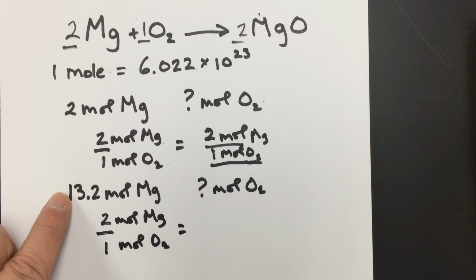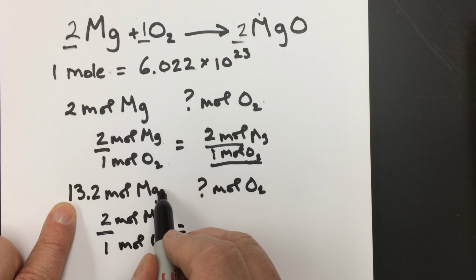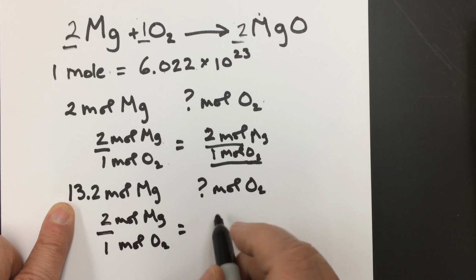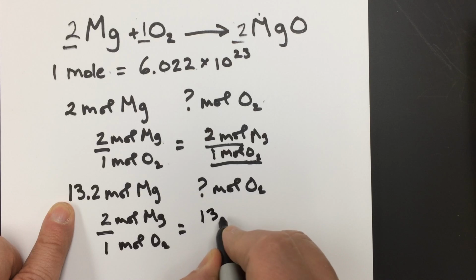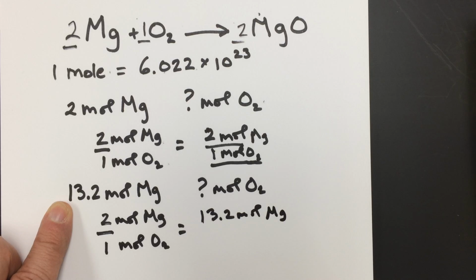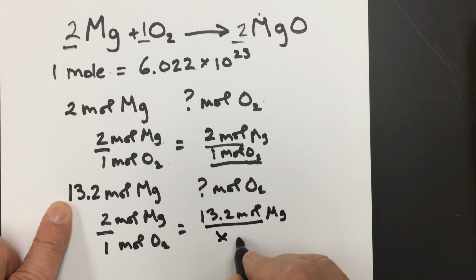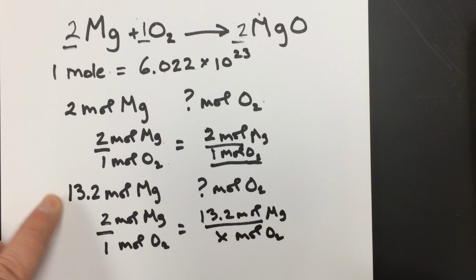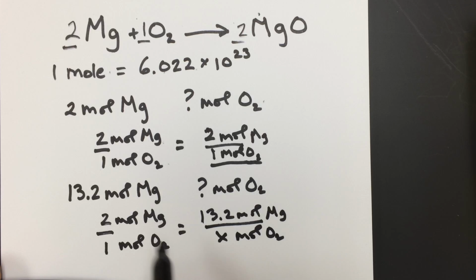That's equal to, so this is what our amount is. We were asked magnesium over oxygen, so this is also going to be magnesium over oxygen: 13.2 moles of magnesium over X moles of oxygen. How much is it going to be? This is a cross multiply, by the way, if you remember this. 2 times X is 2X equals 1 times 13.2, which is 13.2.